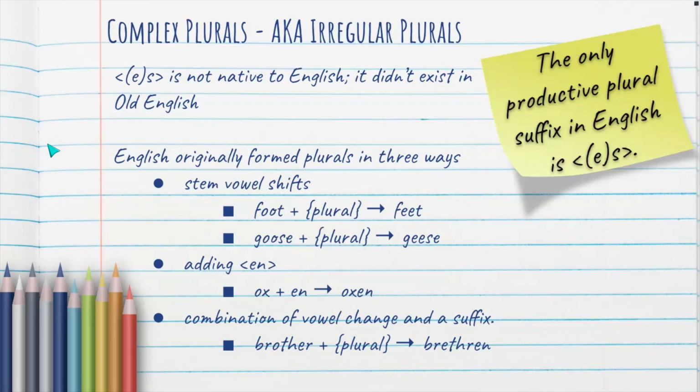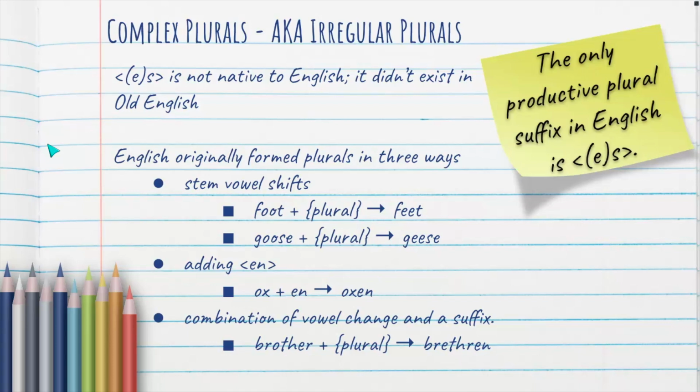Moving forward with the topic at hand. ES is not native to English. It didn't exist in Old English, but interestingly enough, it is now the only productive plural suffix in English. And I know what you're going to say: what is a productive plural suffix? I'm glad you asked because I had to Google it. What it means is it's the only one that we currently use to make plurals. So if a new word comes into English and we anglicize it, we will make it plural by adding the ES or S.